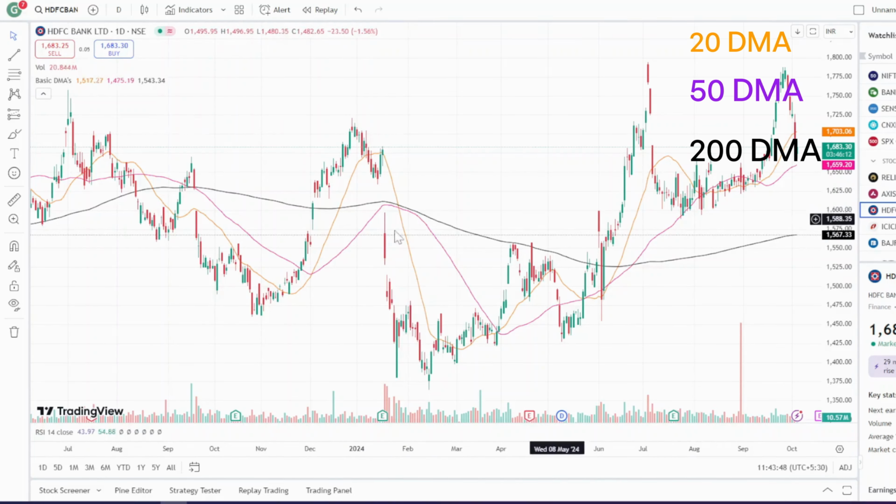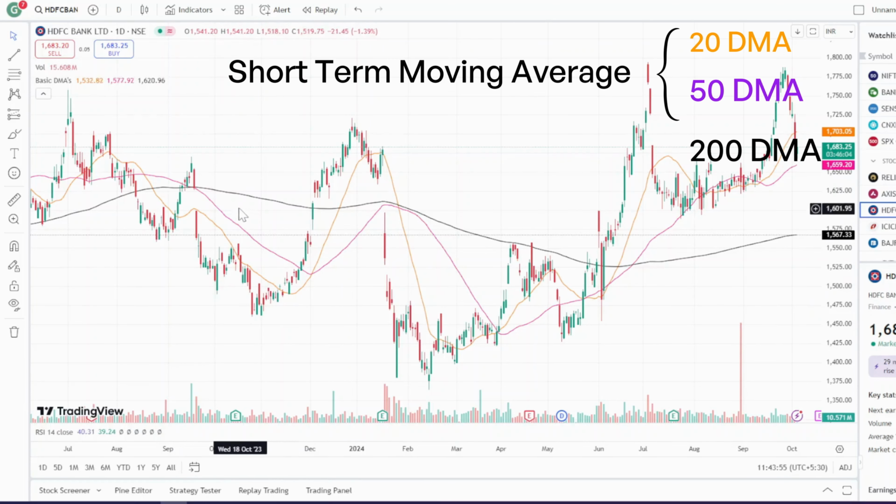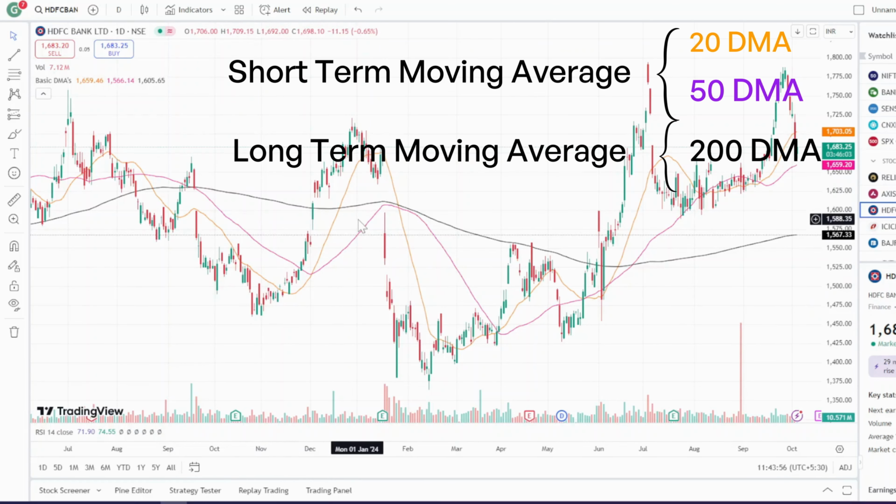There are actually two types of moving averages: short term, that is 20 DMA and 50 DMA, whereas long term, that is 200 DMA. So 20 DMA and 50 DMA smooth out short term price movement, and 200 DMA gives the longer trend, that is, for a longer duration what the price movement is.